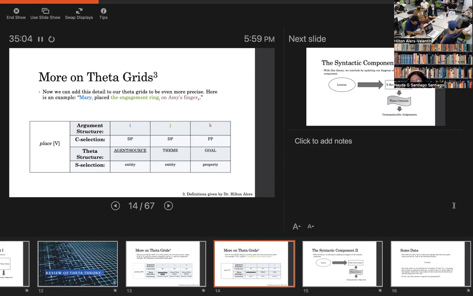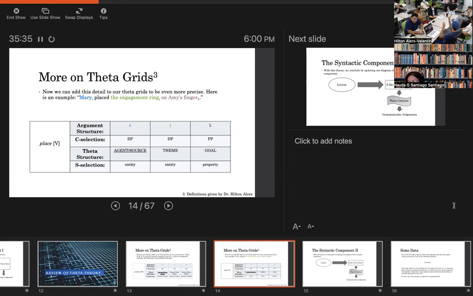But for example, when you have on Amy's finger, it detects the preposition on, and there should be a theta grid like this for on, because on requires one argument. All of them are going to have one. This will happen for every grammaticality case. For example, the engagement ring, the requires one argument. Does on require two arguments? No, one. Amy's finger is one argument.